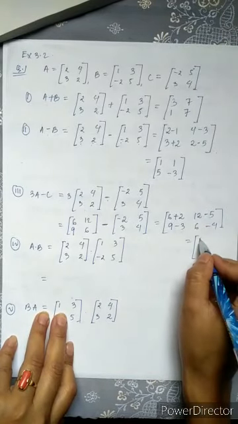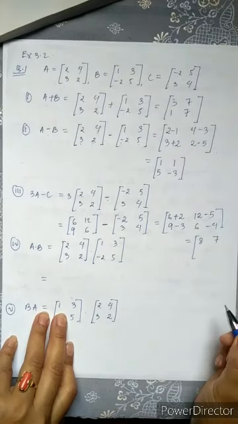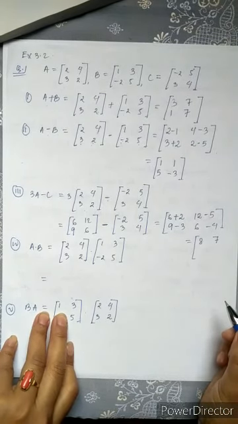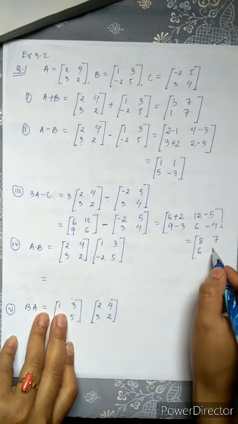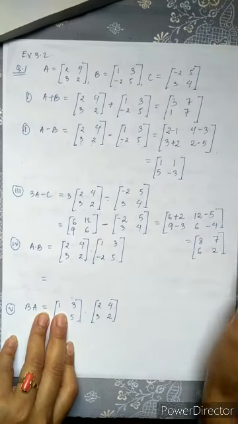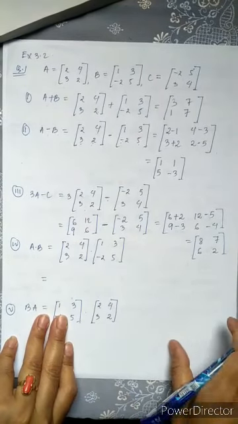6 plus 2 is 8. 12 minus 5 is equal to plus 7. 9 minus 3 is equal to 6. And 6 minus 4 is equal to 2. This matrix is the value of the expression 3 times A minus C.